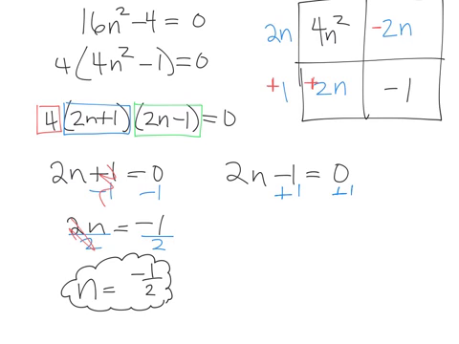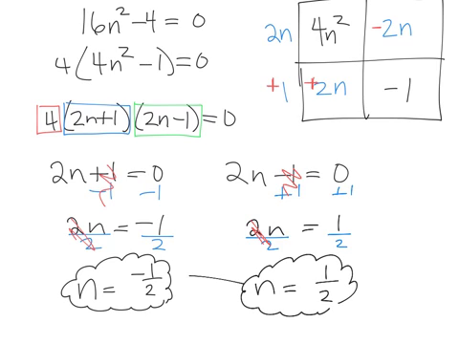And then over here, kind of the same. We're going to add 1 to both sides. The 1's cancel. So you end up with 2n is equal to 1. Then you're going to divide both sides by 2. So the 2's cancel. So you end up with n is equal to 1/2. So there are our two possible solutions.